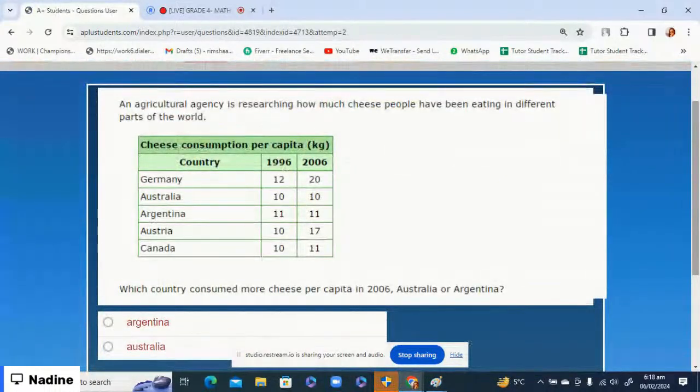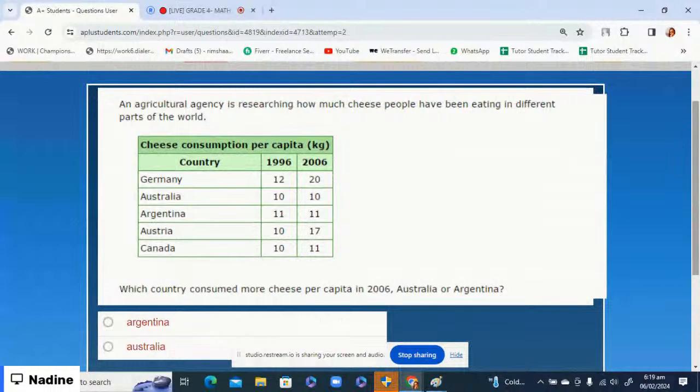Okay, so here are the test questions. First we discuss the first one. An agriculture agency is researching how much cheese people are eating in different parts of the world. Countries are given: Germany, Australia, Argentina, Austria, and Canada. In 1996, the amounts are given: 12, 10, 11, 10, and 10. And 2006 is given. So which country consumes more cheese per capita in 2006? We only check 2006. We are not involving 1996.